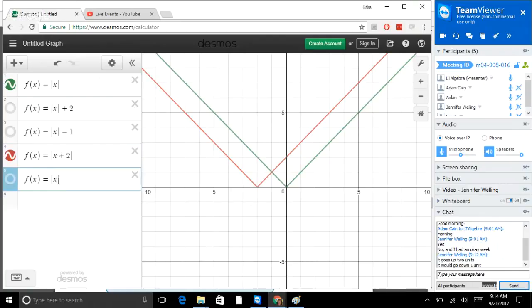And then, no surprise here, what happens if I take this graph and I shift it, and I subtract inside the function? So I subtract 3. So if adding inside the function shifts it to the left, subtracting inside the function will actually shift it to the right.